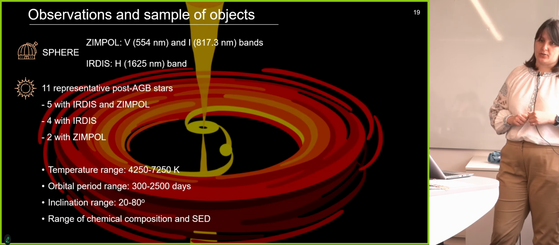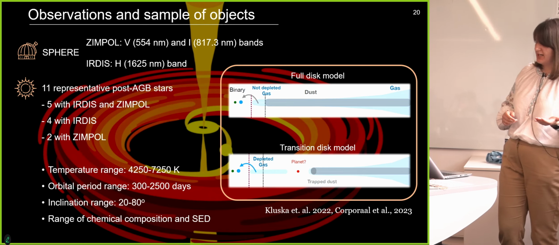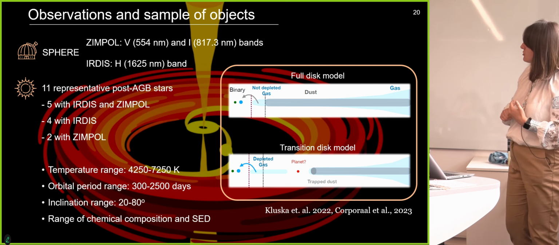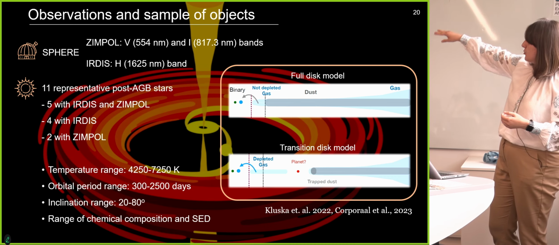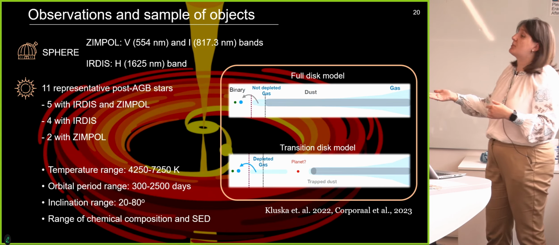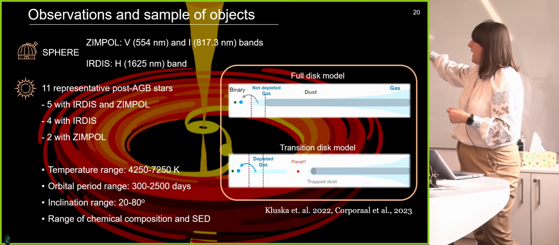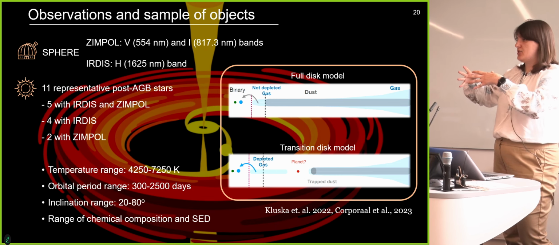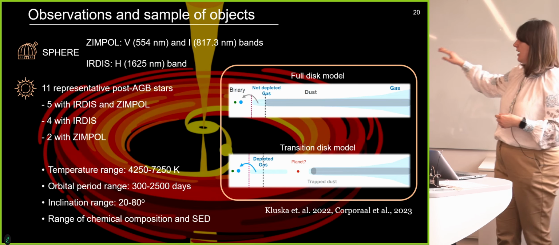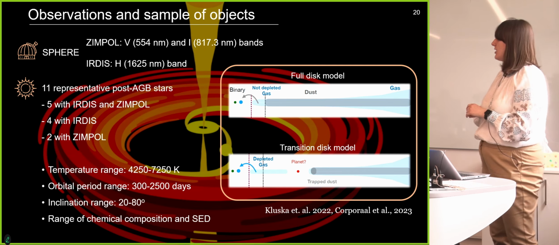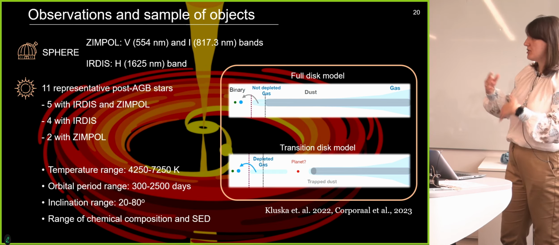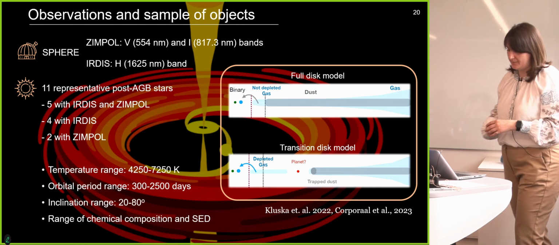As I have already mentioned, recent interferometric studies showed that post-AGB disks can be classified into two groups: full disks, where the dust inner rim is located at the theoretically predicted dust sublimation temperature, and transition disks, where there is a large inner cavity. In our data sample, we have two systems that are transition disks, so there is a large inner cavity, and the other 9 systems are full disk models. So we also do a comparison between what we see for them.